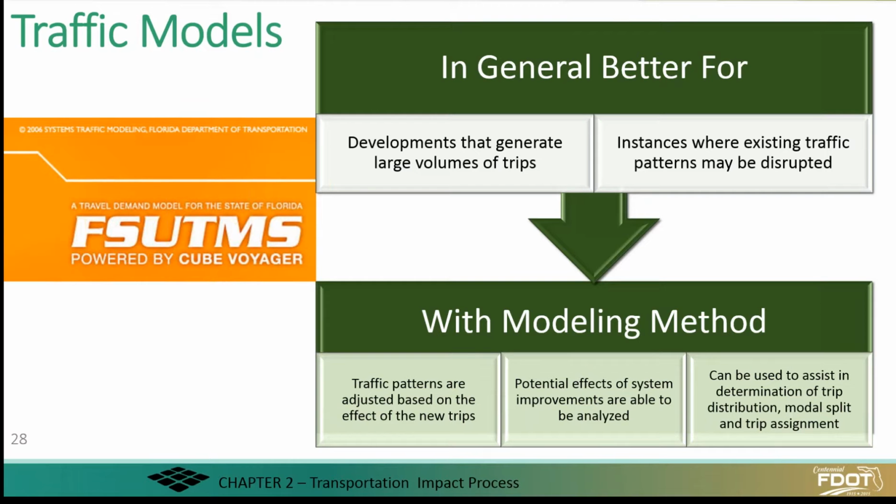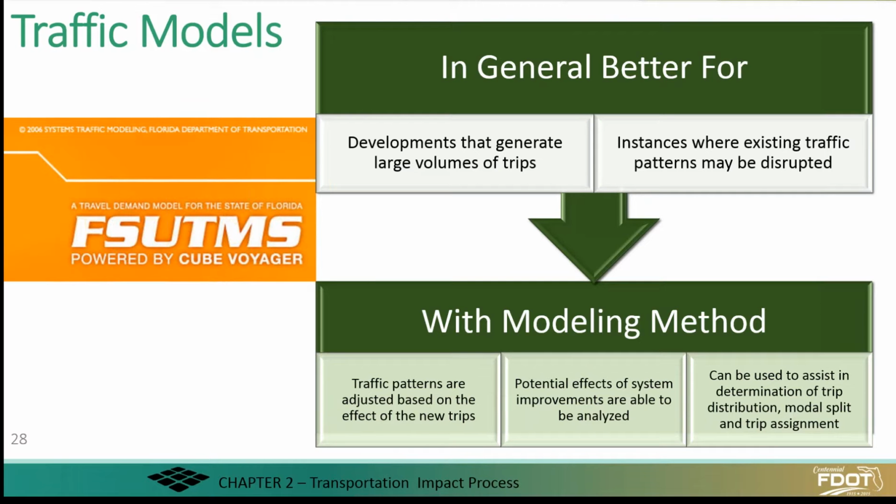With modeling methods, the traffic patterns are adjusted based on the effect of the new trips. The computer will add the new trips into the transportation network based on the site location and then route those trips accordingly. The potential effects of the system can also be analyzed.